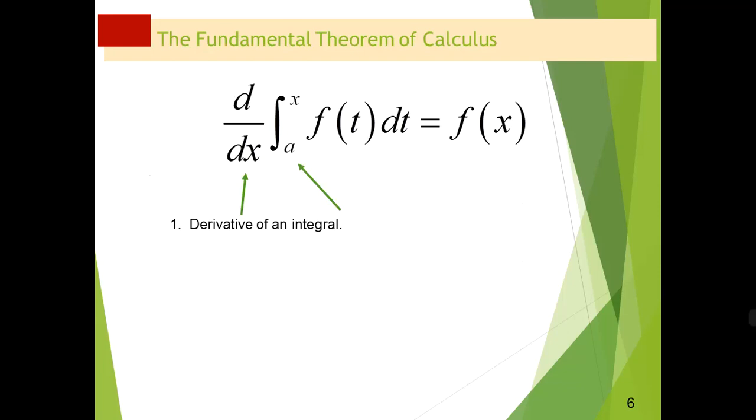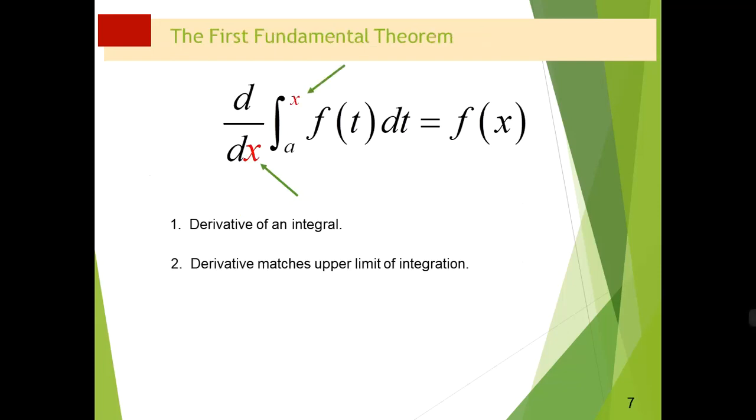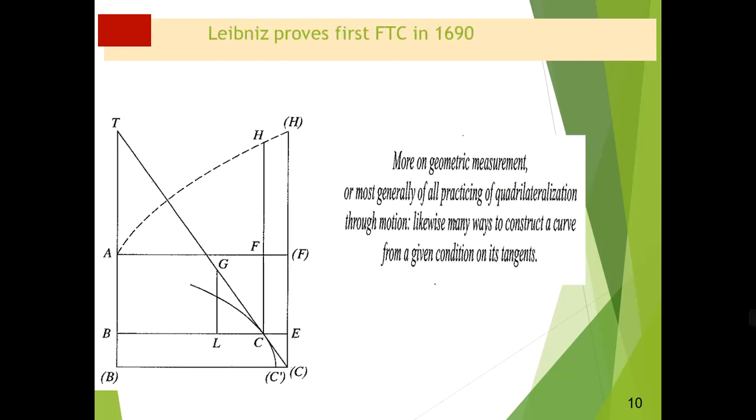Now let us go to the detail about this formula. Here, a is a constant, but x is a variable. And the result is f(x), and x is a new variable. Part 1 of FTC was first proved by Leibniz. Leibniz used geometrical methods to prove the first part of FTC, and his proof is very intuitive and very easy.